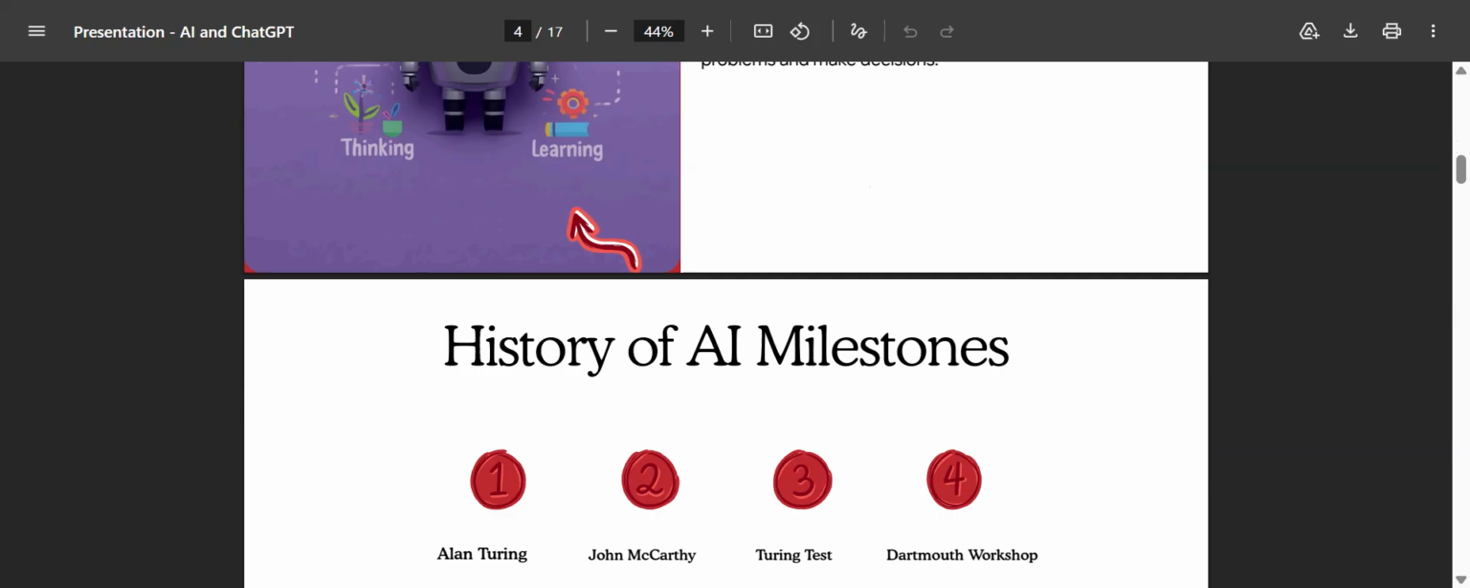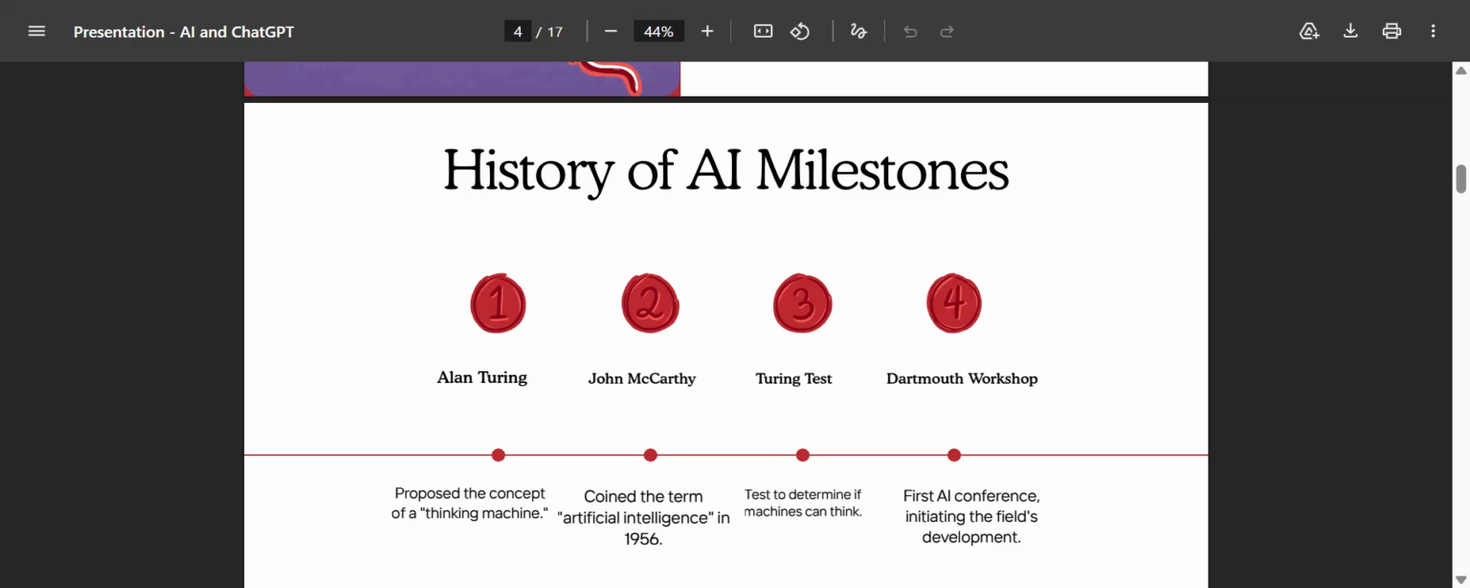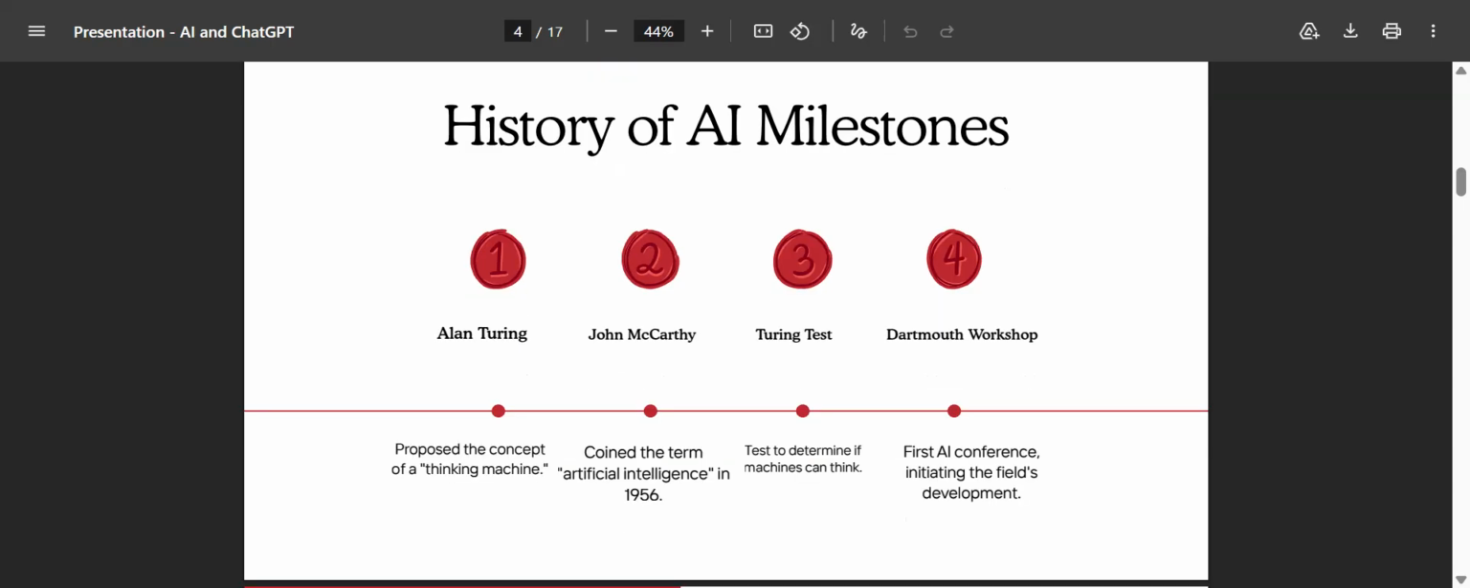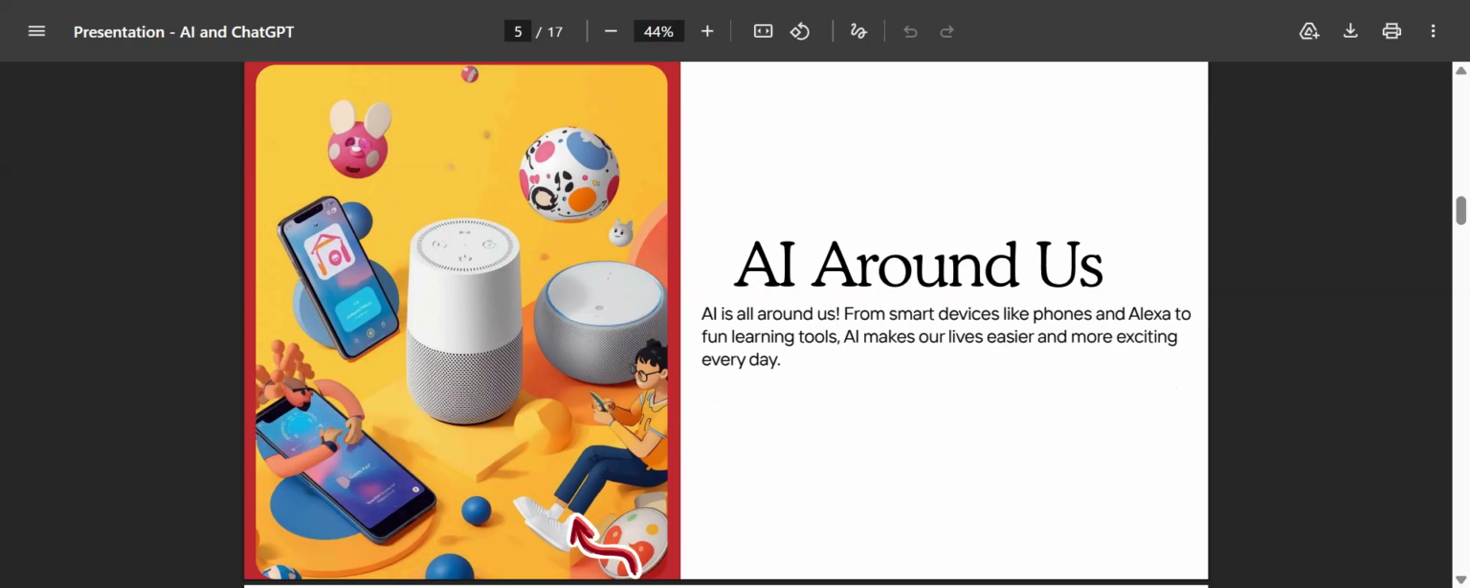So the next slide we have is the history of AI milestones. The word AI was coined by John McCarthy in the year 1956. He coined the word AI. So let's check our next slide, where we have AI around us. AI is all around us, from smart devices like phones and Alexa to fun learning tools. AI makes our lives easier and more exciting every day.